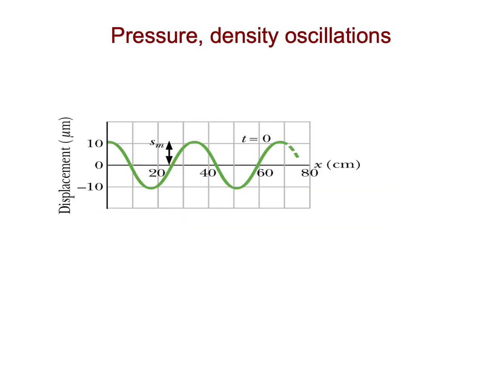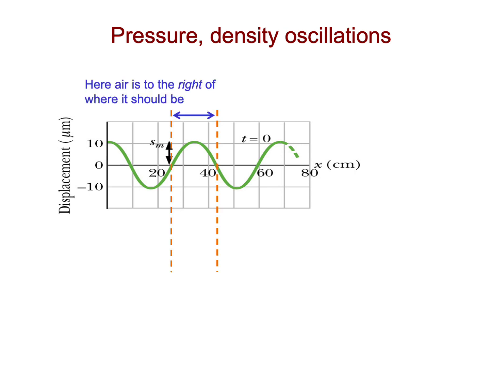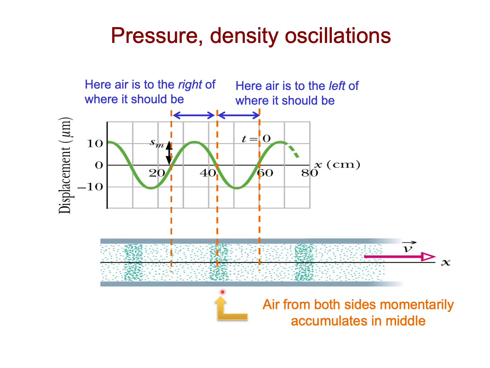So this is the displacement function, and there's a couple things that we can observe about this. All of the air between here and here is to the right of where it should be, and all of the air between here and here is to the left of where it should be. So this air is all to the left, this air is all to the right. It stands to reason that at this point in the middle, there would be compression, there would be higher pressure, because all of the air particles over here are to the right of where they should be, and all the air particles here are to the left of where they should be.